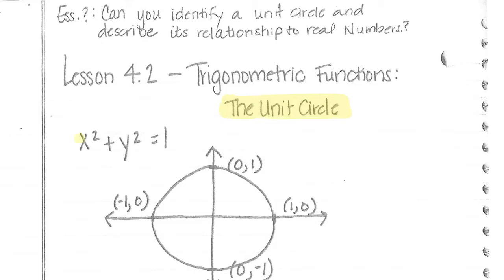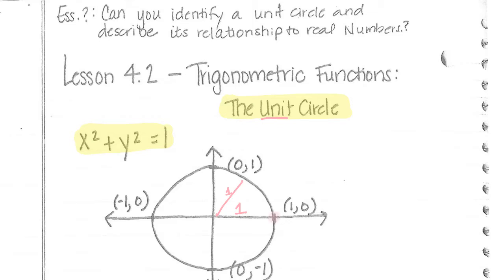We do already know that x squared plus y squared is equal to 1. And the reason it's called a unit circle is because all of our radii are 1. So the radii around this whole circle is 1. This is why we have these points.